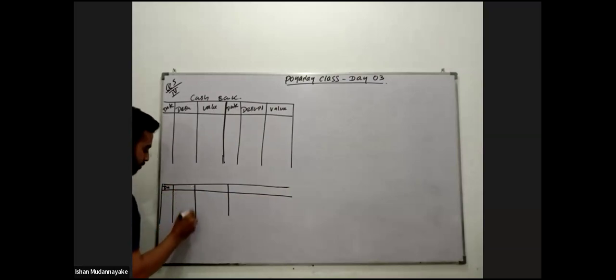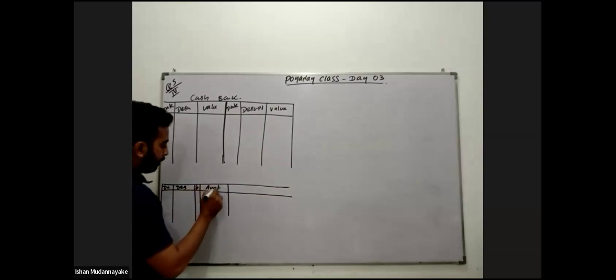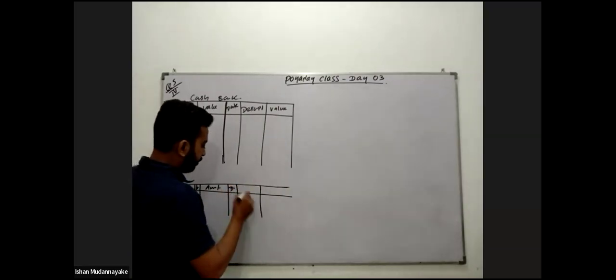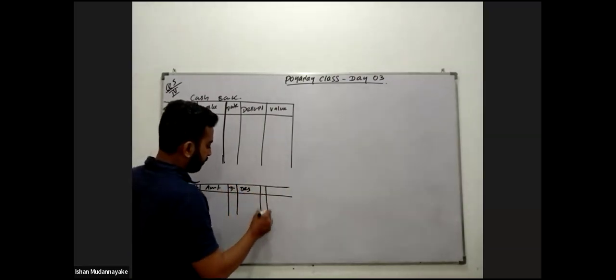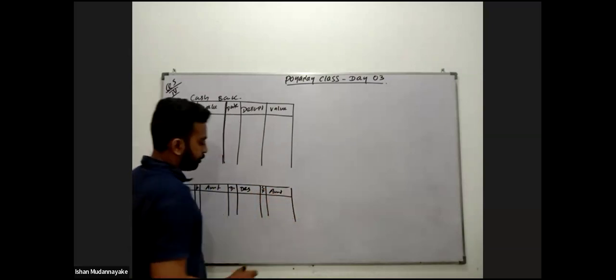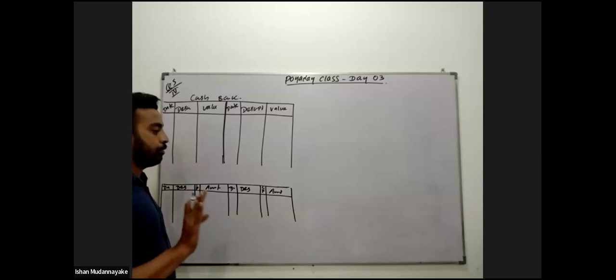Date, description, LF, amount. Date, description, LF, amount. Students, in the school exam, don't draw T accounts.